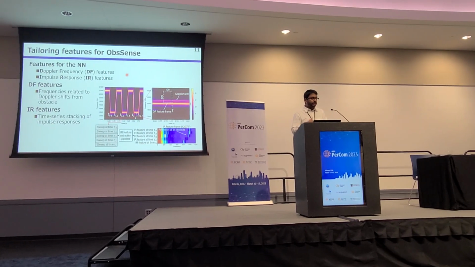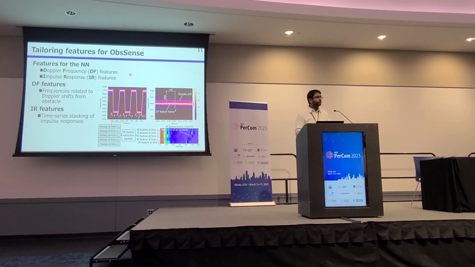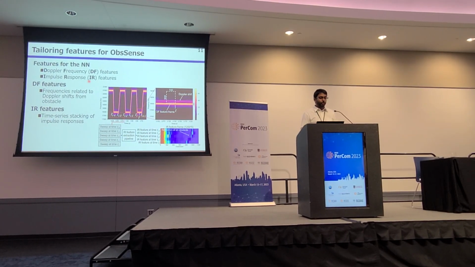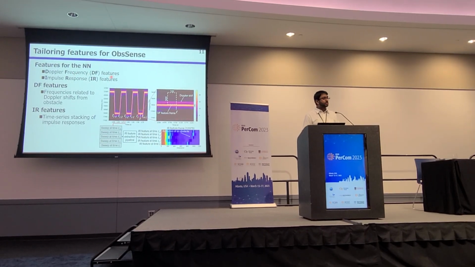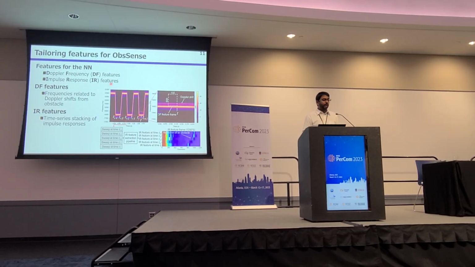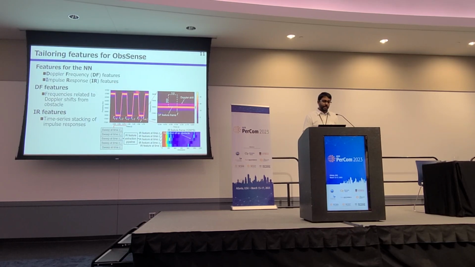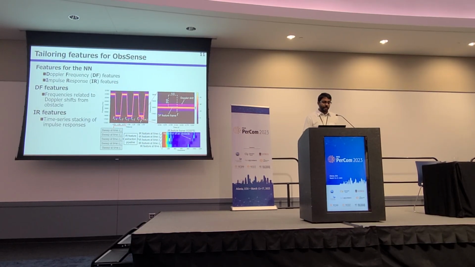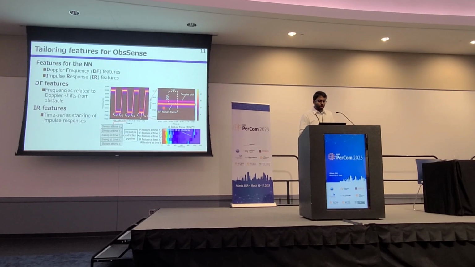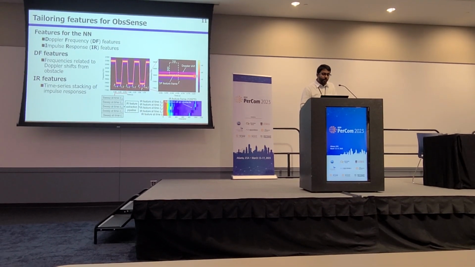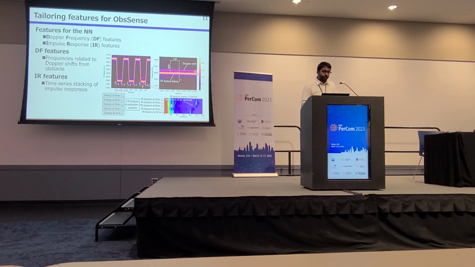Here I would like to present the features that we use in our method. We have two major features: Doppler frequency or DF features, and impulse response or IR features. So you can see the FFT spectrum of our probing signal, and a magnified image of a sine wave segment with a Doppler shift recorded on it.